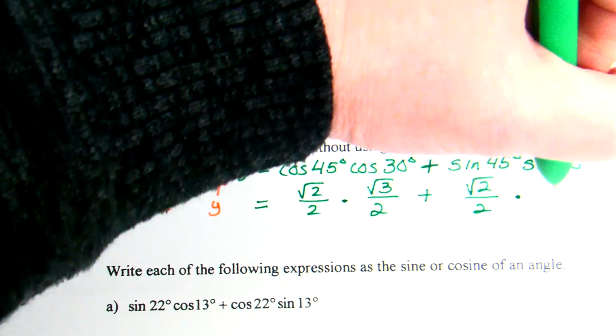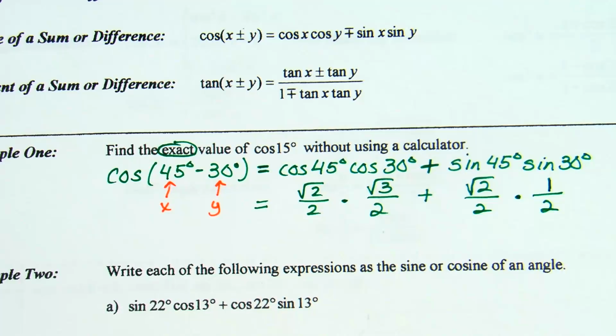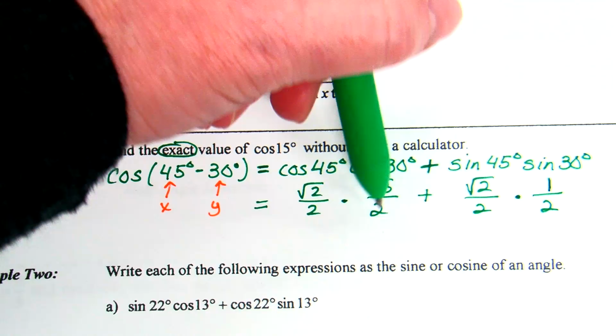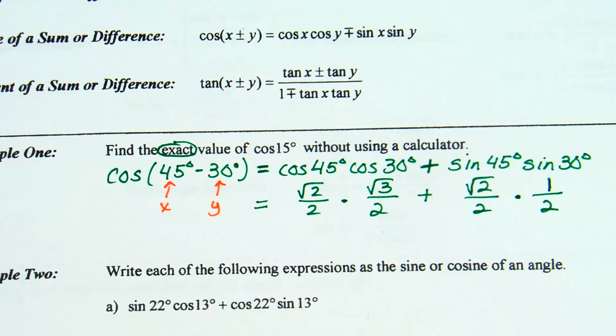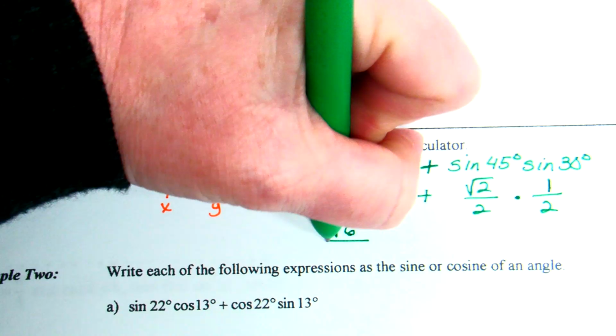And you will notice I use the rationalized versions for what we're doing here. It just makes it easier to finish it up. And what is the sine of 30? 1 over 2. Clean it up, and we're pretty much done. So what is the square root of 2 over 2 times the square root of 3 over 2? Square root of 6 over 4.